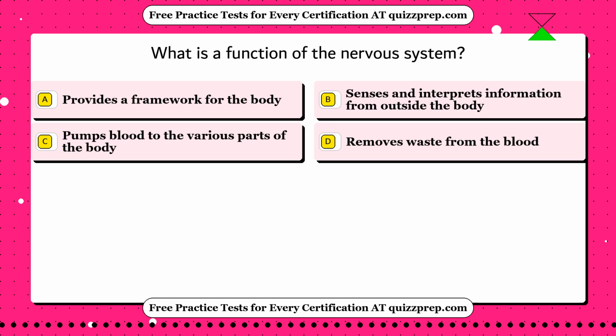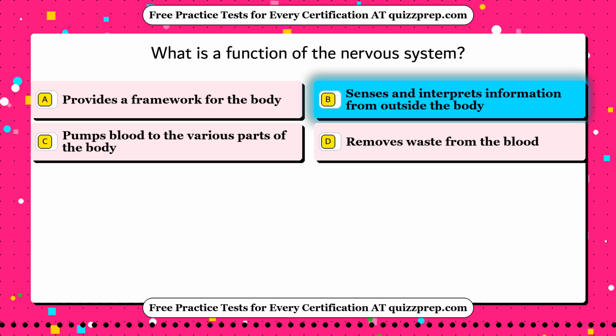Question 61. What is a function of the nervous system? Option A, provides a framework for the body. Option B, senses and interprets information from outside the body. Option C, pumps blood to the various parts of the body. Option D, removes waste from the blood.